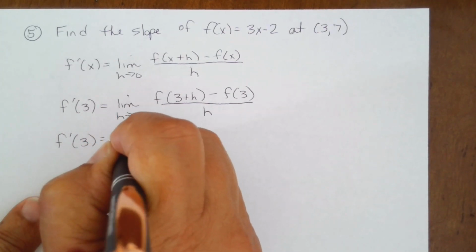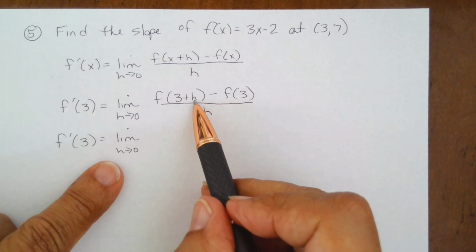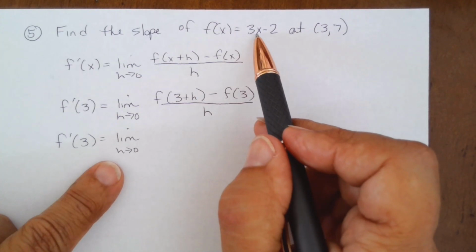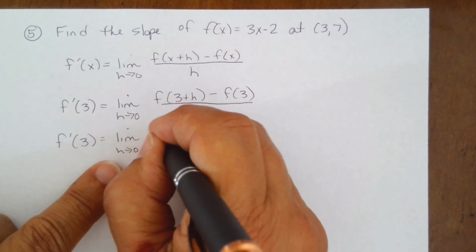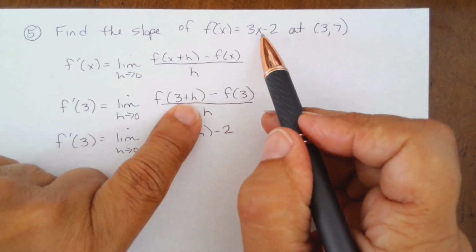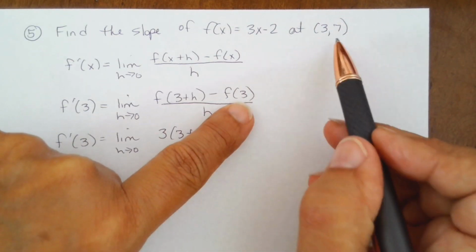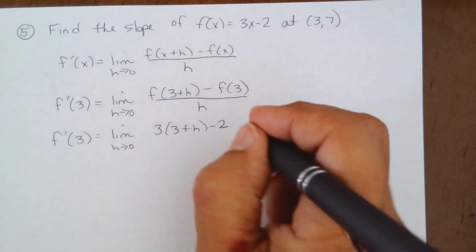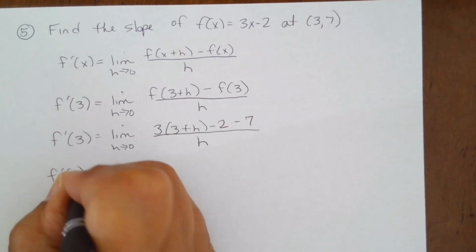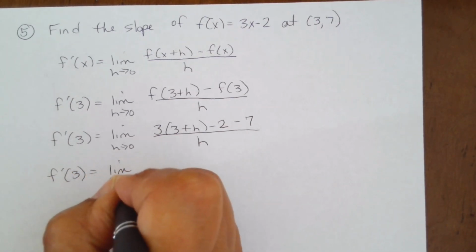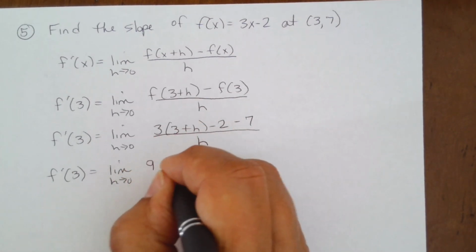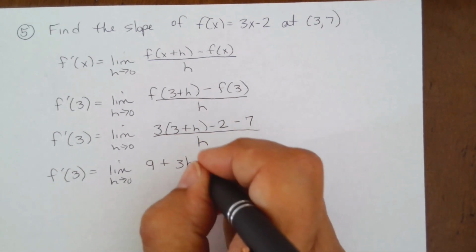All right, so let's fill that in. f of 3 plus h means replace any x in your problem with 3 plus h. So that would be 3 times 3 plus h, minus 2. That's what that first part is. Then it says minus f of 3. Well, f of 3 is the function value. They gave you that, 7, so minus 7, all over h. If we simplify it, distribute out the 3: 3 times 3 is 9, 3 times h is 3h, minus 2 minus 7 is minus 9.